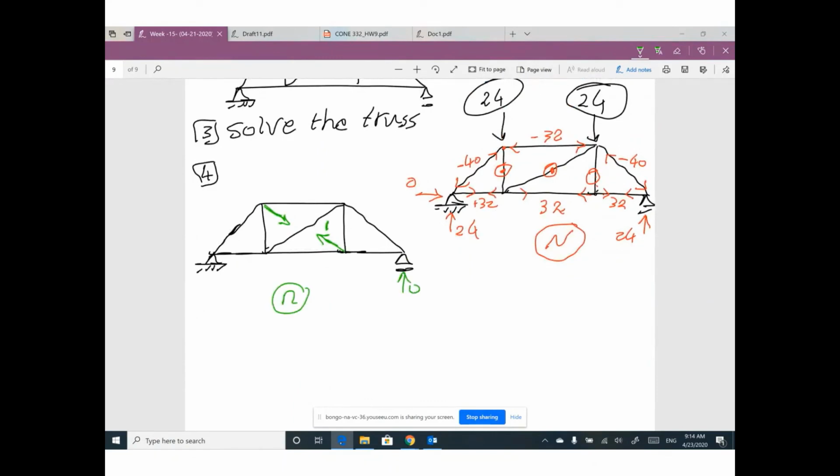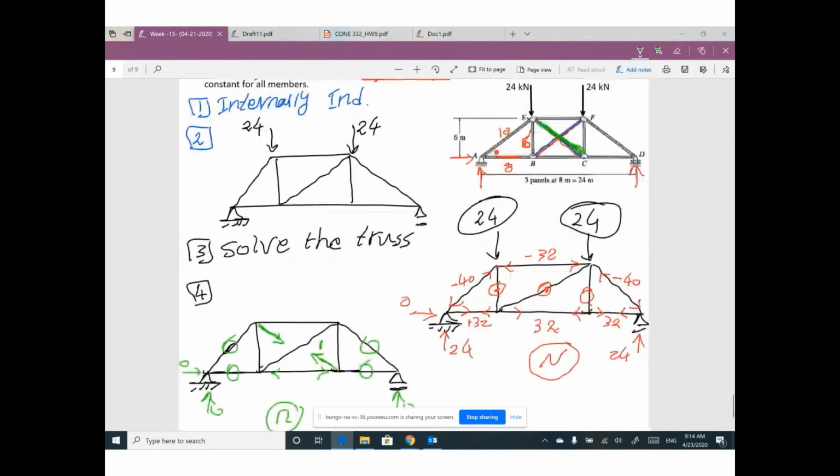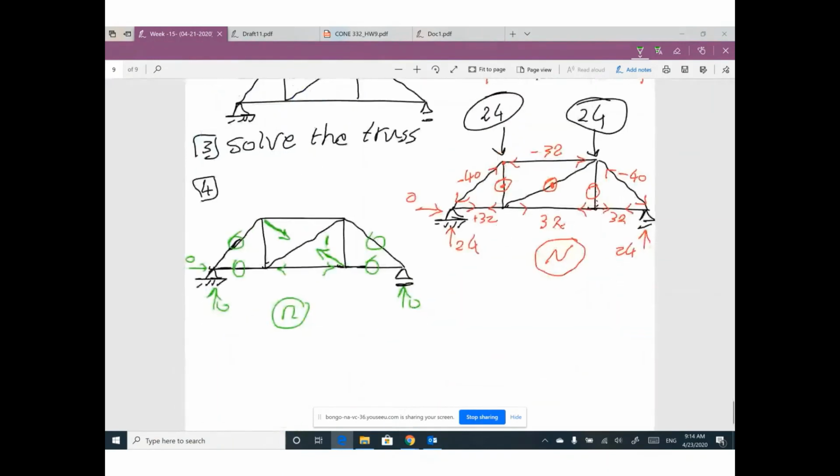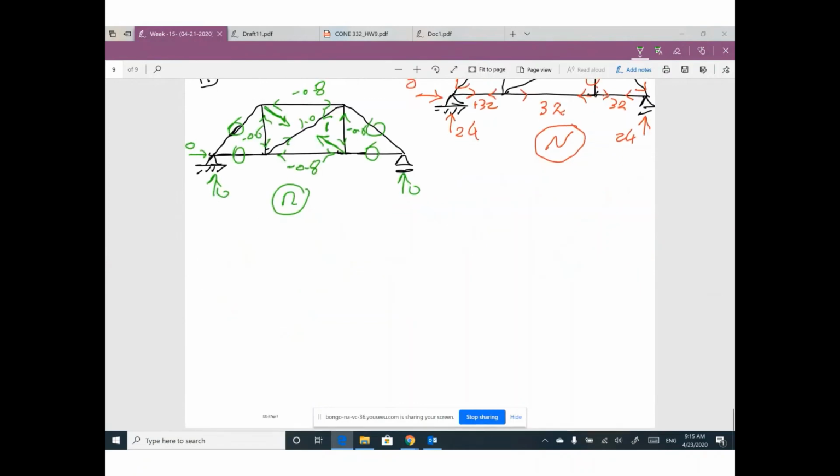This reaction will be 0. This one will be 0. This one will be 0. This member and this member 0, 0, 0. This one will be 0.8 negative. This one will be negative 0.6. This one will be the same, negative 0.8. This one will be negative 0.6. This one will be tension 1. Here are the internal forces, small n. Once you are done, go ahead and set up your table.